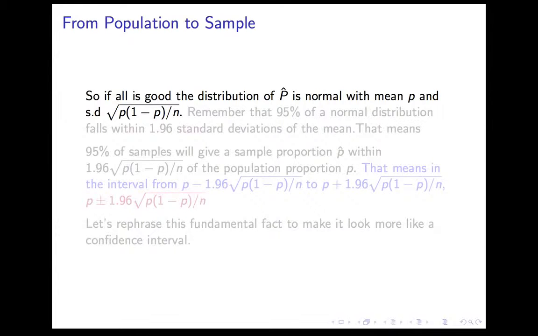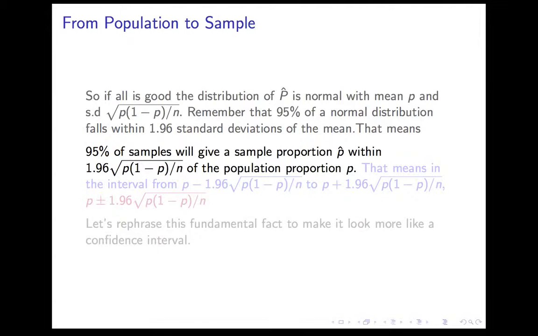So that tells us, under favorable circumstances, that the distribution of p hat is a normal distribution with mean p and standard deviation square root of p 1 minus p over n. Once we know p and n, that tells us everything about what p hat is likely to be. In particular, we know that in a normal distribution, 95% of the data falls within 1.96 standard deviations of the mean. The data here, remember, is samples. So 95% of samples will give you a sample proportion p hat within 1.96 standard errors of the population proportion p.